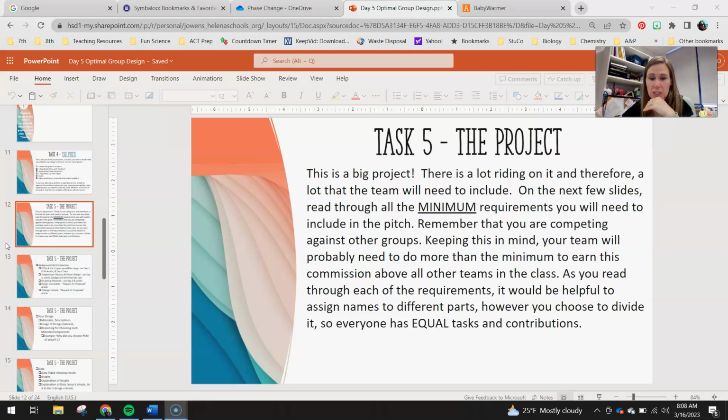So as you read through each of the requirements, it would be helpful to assign names to different parts, however you choose to divide it, so that everyone has equal things to do. And therefore you each have some responsibility.